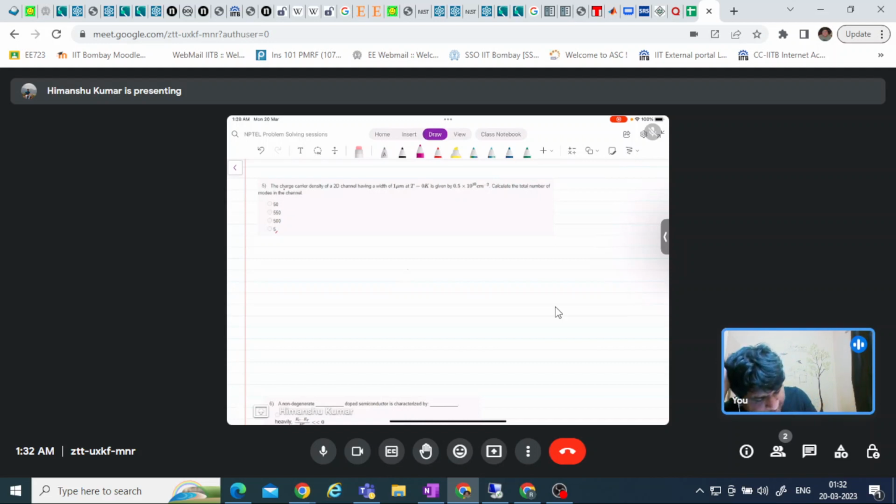So the charge carrier density of a 2D channel of width 1 micron at T equals 0 Kelvin is given by this. Calculate the total number of modes in the channel. So basically, the total number of modes M of E in the channel is equal to W times M of 2D E, which is equal to W times the square root of 2 ns by pi.